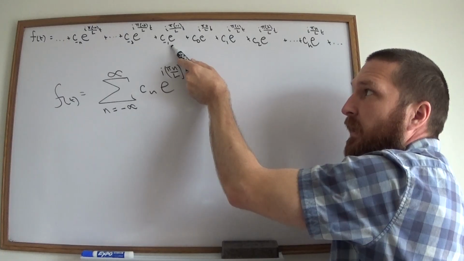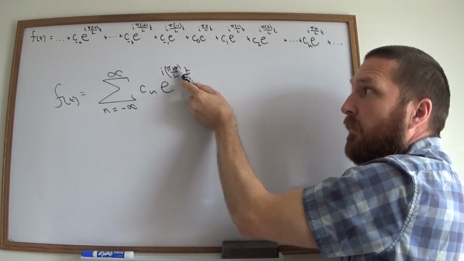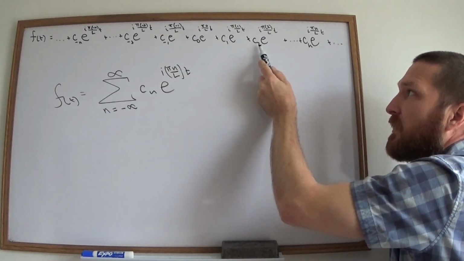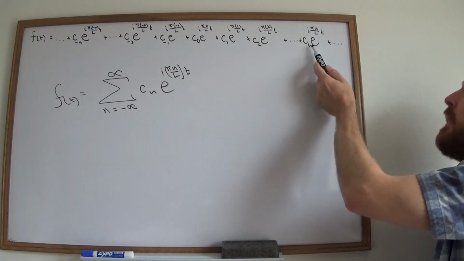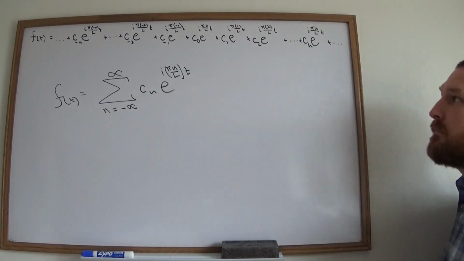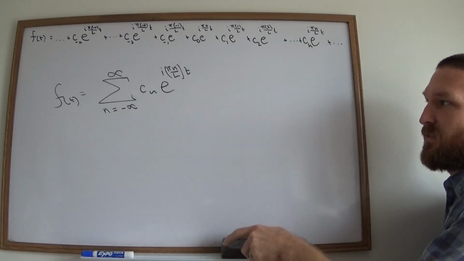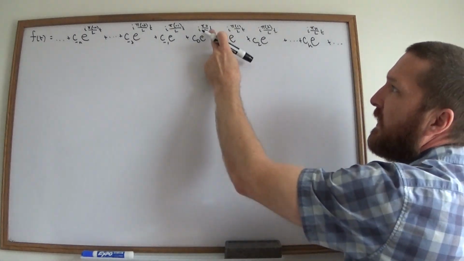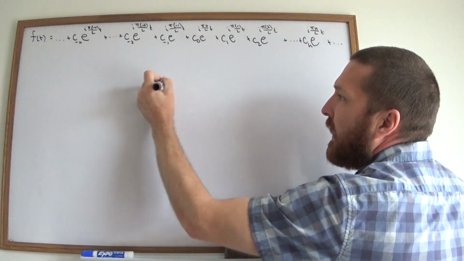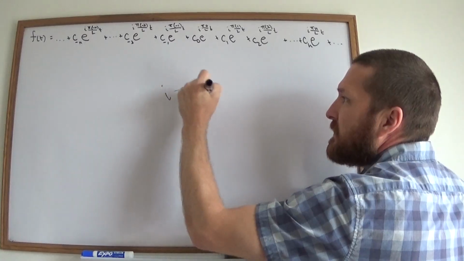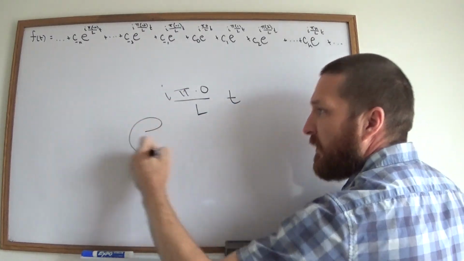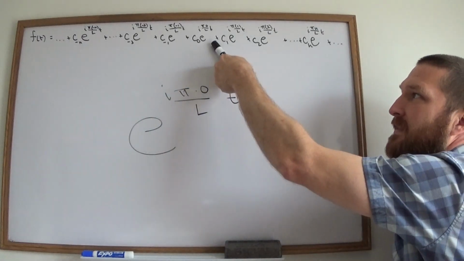When n is -1, we have a -1 right there. When it's 0, we have a 0. When it's 1, we have a 1. When it's 2, we have a 2. When it's all the way up to n, we have an n. One thing I want to do just to simplify things a little bit is notice that since I have a 0 there, i pi times 0 over L times t is what's in that exponent right there. That's that guy.